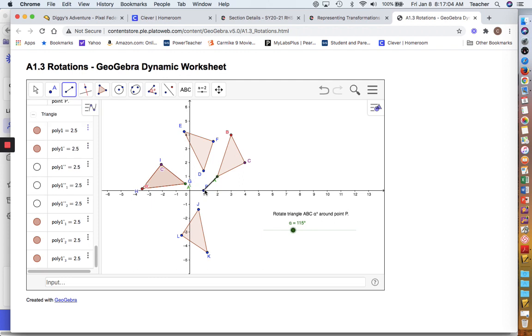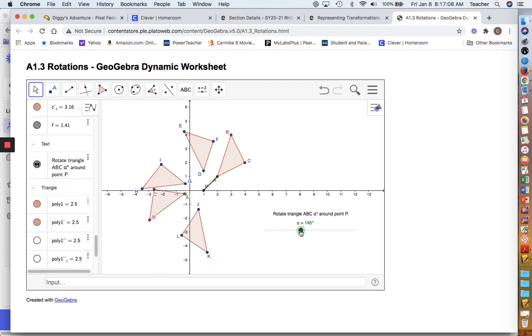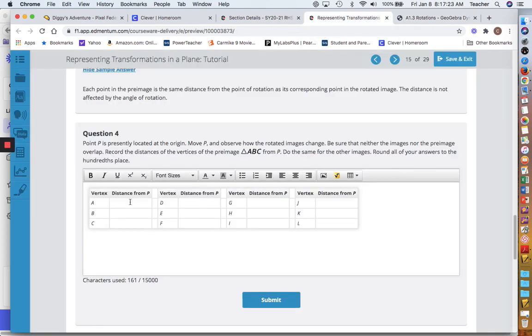A to P. All right, so 1.14 as it rotates. It hits D, G, and J. Yeah, so D, G, and J will all be 1.14.